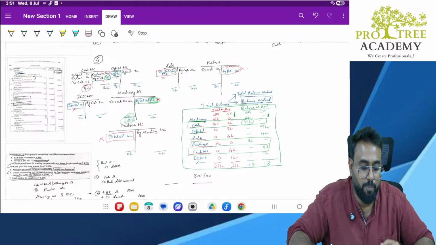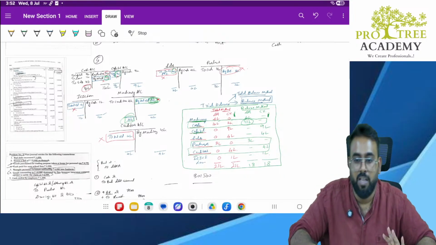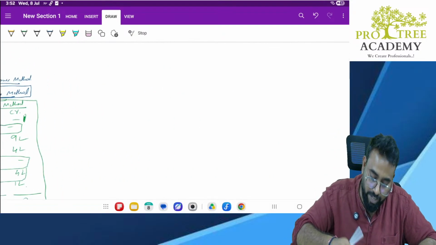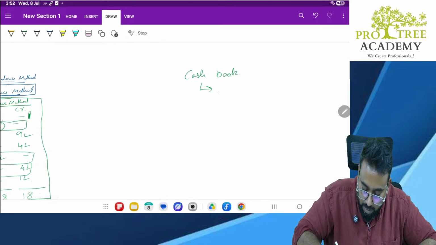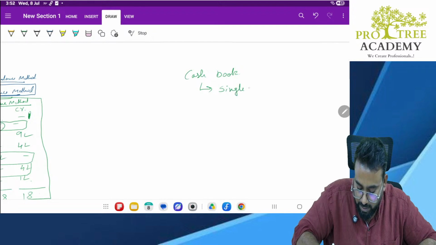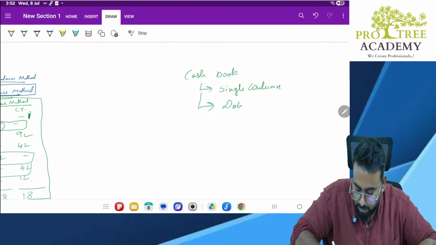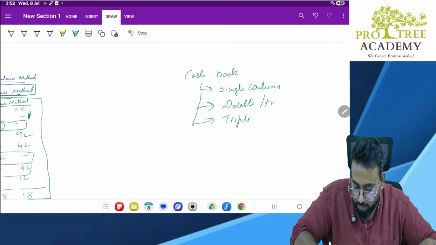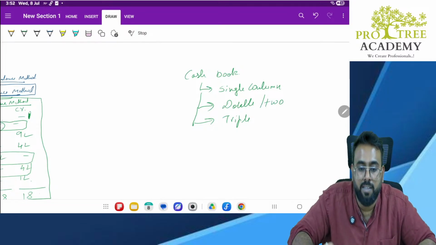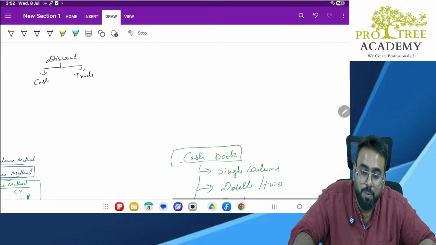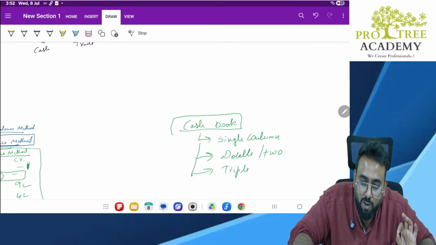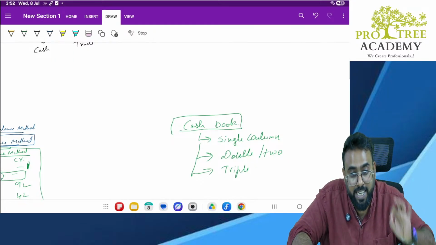But before I wind up today's class, I will quickly explain about cash book. Cash book can be of 3 types. How many? 3 types. One, single column cash book. Single, double, triple, or 2 column. Now listen to my sentence very carefully. Cash book can be a ledger also, it can be a subsidiary book also.